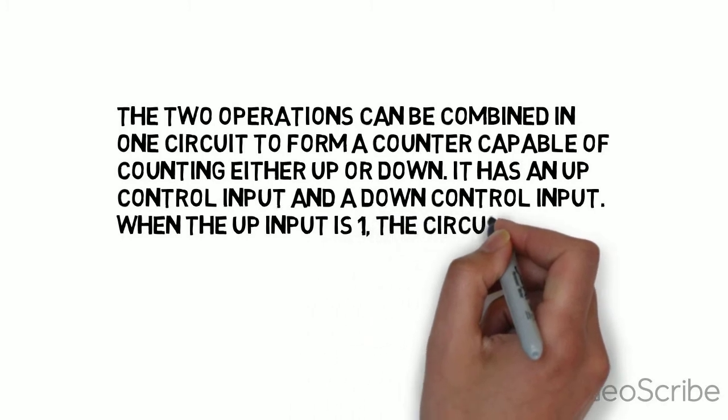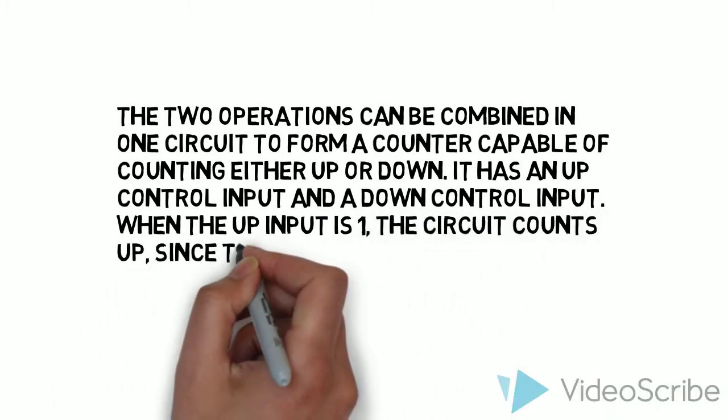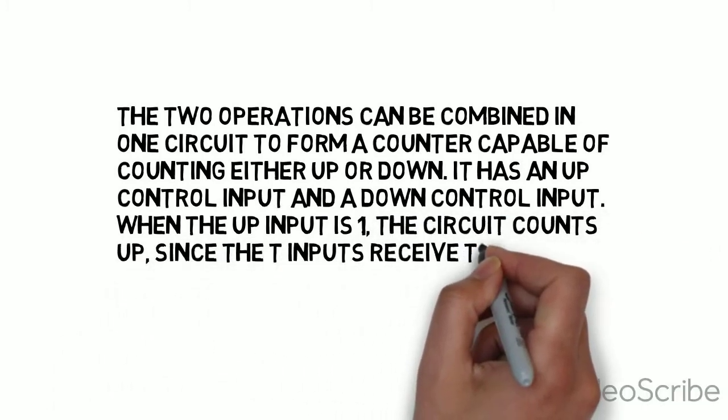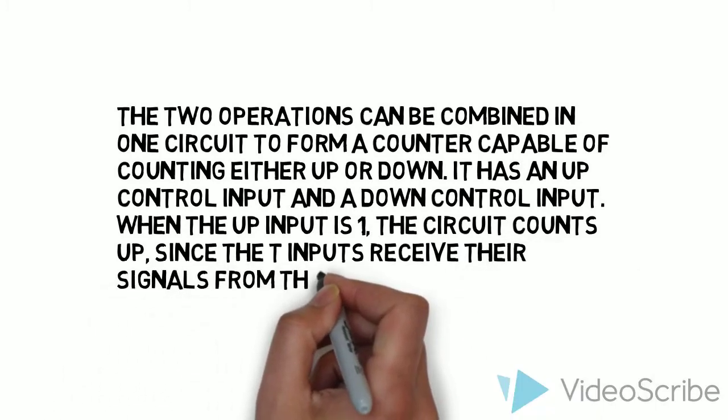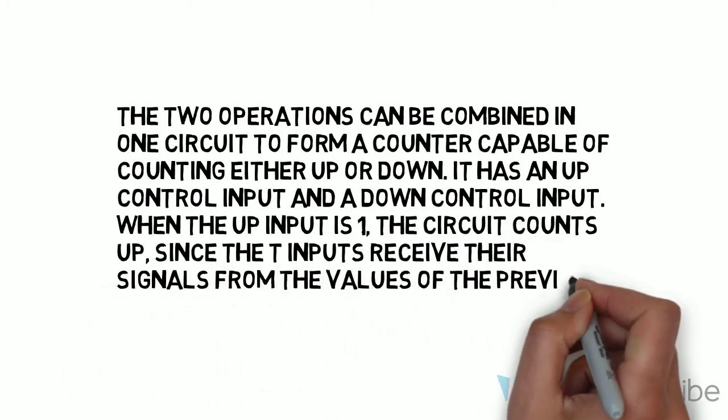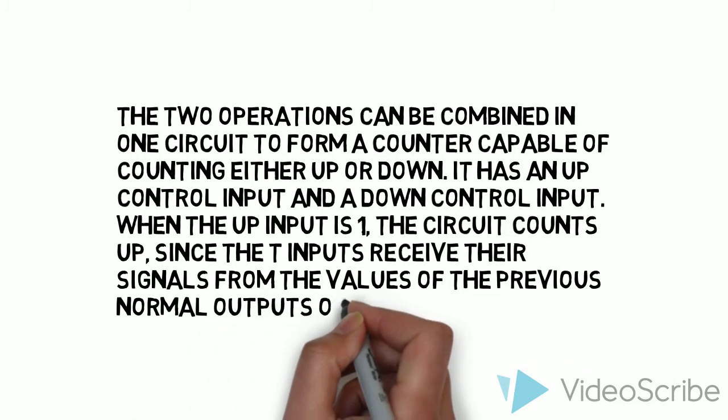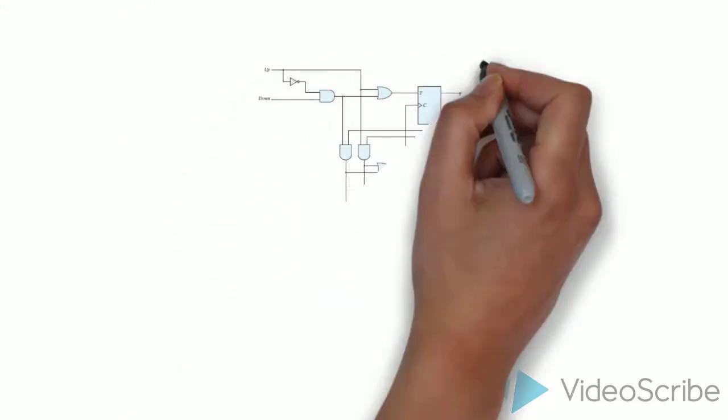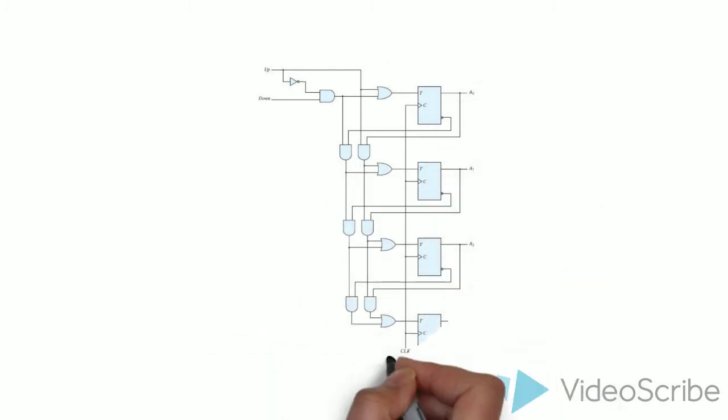When the up and down inputs are both 0, the circuit does not change state and remains in the same count. When the up and down inputs are both 1, the circuit counts up. This set of conditions ensures that only one operation is performed at any given time. Here we can have the graphical description of an up-down counter.